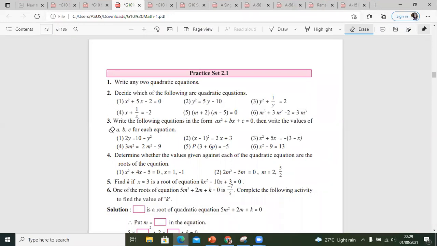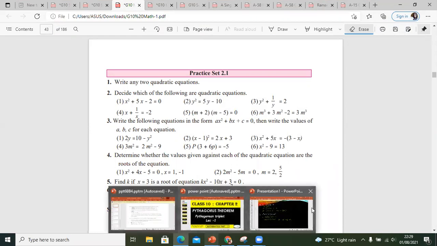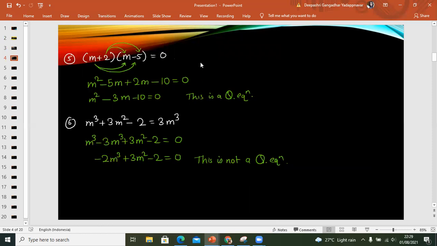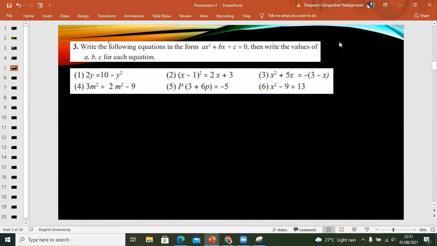Now we will complete question 3. We finished question 1, question 2, and now we will do question 3. Okay, next question. Write the following equations in the form ax square plus bx plus c equals 0. So this is a quadratic equation form. We have to write it in this form. Then write the values of a, b, and c for each question. Let's solve.